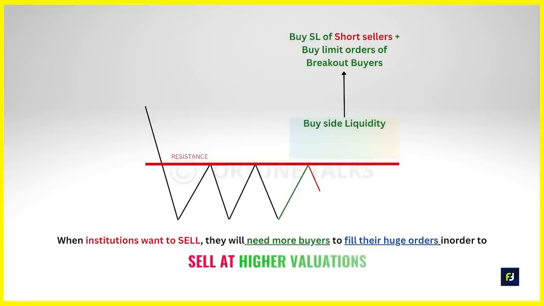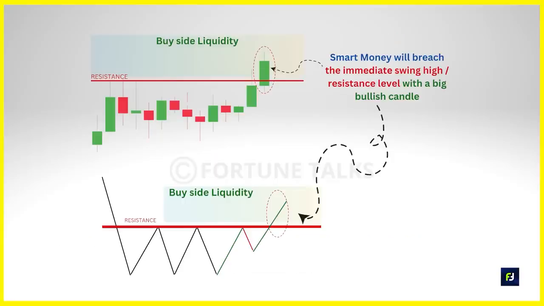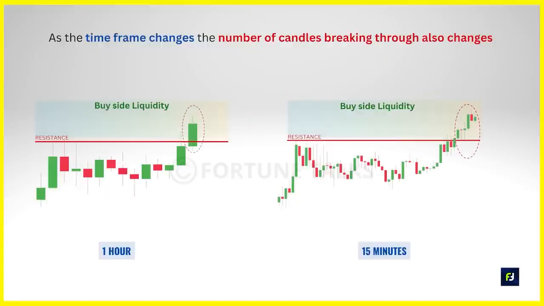Keep in mind that these big players are looking to sell at higher prices, so they will require more buyers to buy from them at higher valuations. Most of the time, their modus operandi is the same. Initially, they breach the immediate swing high level with a big bullish candle with little or no wick. On different time frames, you might see different scenarios. You might see one big candle push in the 1 hour time frame, but on the 15-minute or 5-minute time frame on the same chart, you'll be able to see multiple candles push through above the highs.